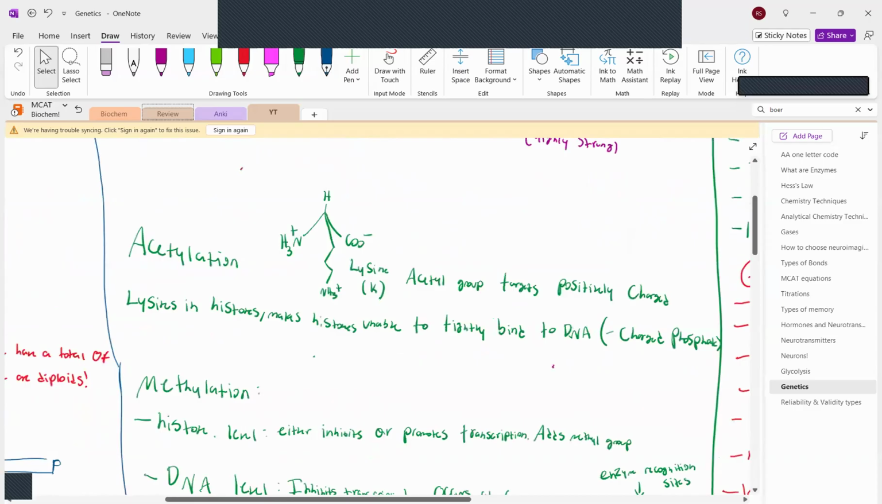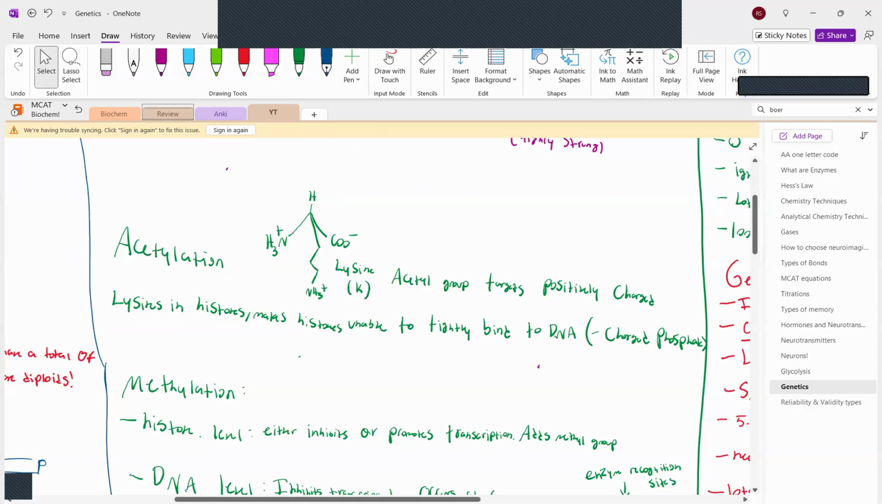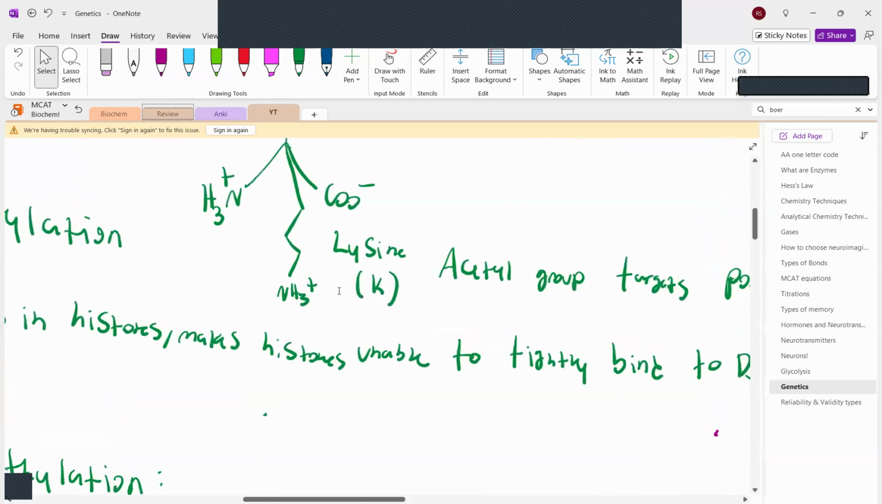And now we can get into more of the regulatory regions without changing the DNA. So there's acetylation, which is where an acetyl group will bind to a lysine, which I drew here, that H3 plus, with a lysine, an amino acid. It's one of the basic amino acids, so it has a pKa of around 10, give or take.